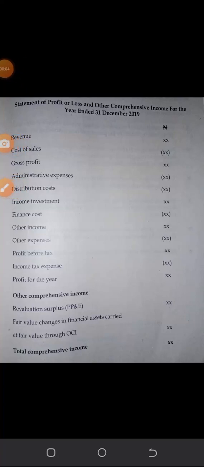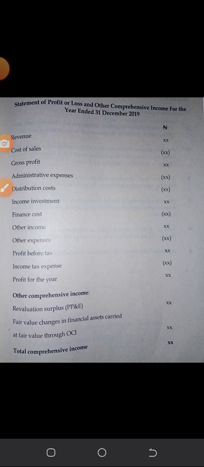We'll be continuing with the topic that we're considering under financial accounting, which has to do with the preparation and presentation of financial statements. Where we stopped the first clip was at the presentation of a statement of financial position. So we move a step further today.